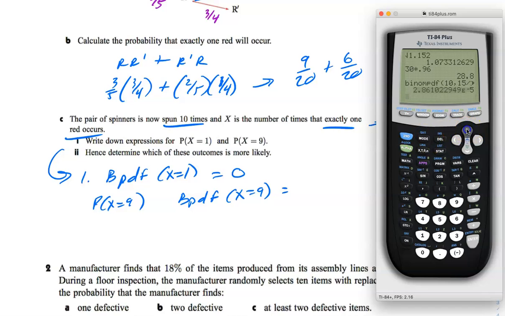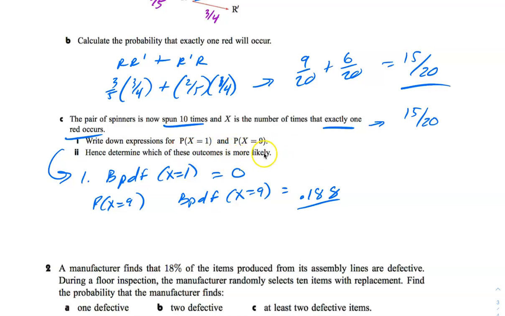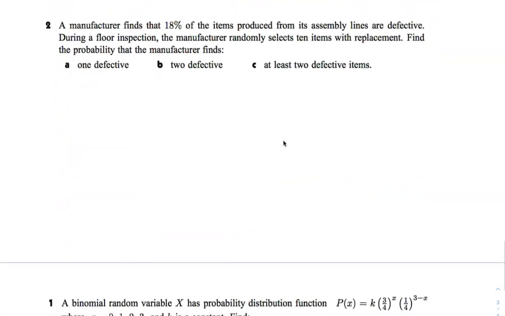So I'm going to do a little shortcut. I'm going to go up here and change the PDF from 1 to 9. And that's an actual number, 0.188, 3 sig figs. Hence, determine which of these outcomes is more likely. This guy, the more likely to get is probability of 9. So this one's more likely of the outcomes, P of x equals 9.